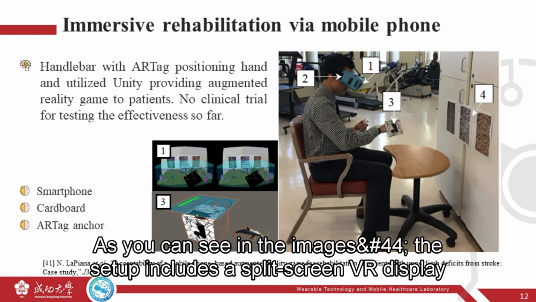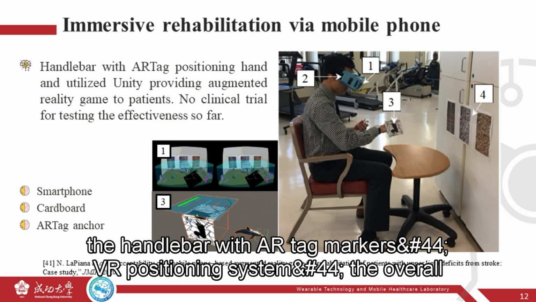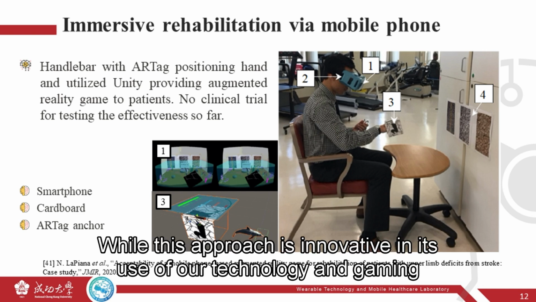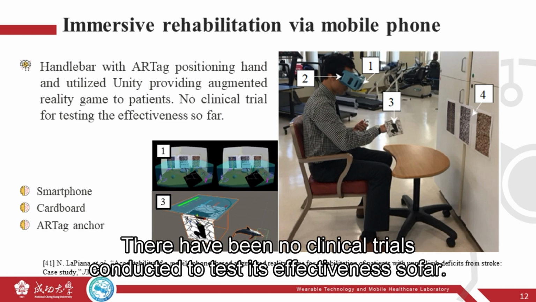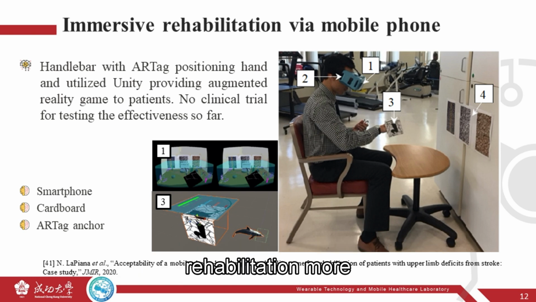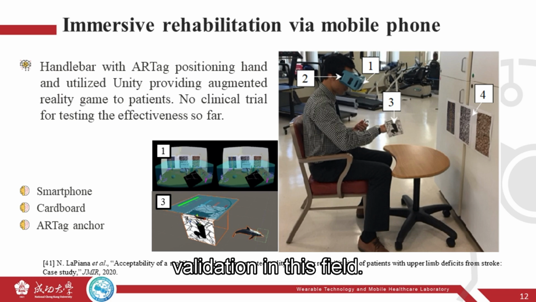As you can see in the images, the setup includes a split-screen VR display for the smartphone, the handlebar with AR tag markers, the VR positioning system, and the overall setup in a clinical environment. While this approach is innovative in its use of AR technology and gaming elements for rehabilitation, it shares a critical limitation with the previous system we discussed: there have been no clinical trials conducted to test its effectiveness so far. This represents another example of how researchers are attempting to make rehabilitation more accessible through mobile technology, but also highlights the ongoing need for clinical validation in this field.